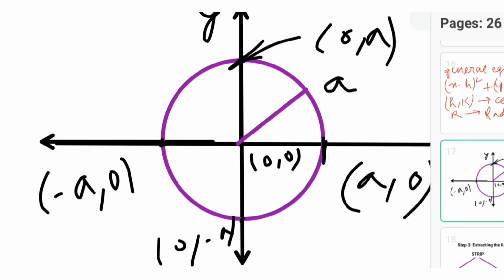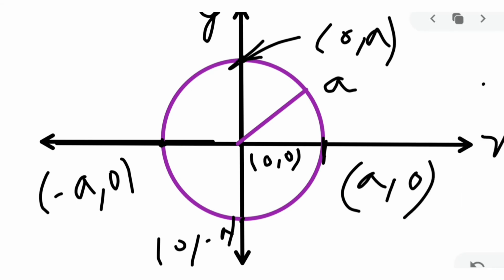So here I have plotted the graph. This is a circle of the equation x square plus y square equals a square. And I have written down the points here, and this one. So now we come to the second step.